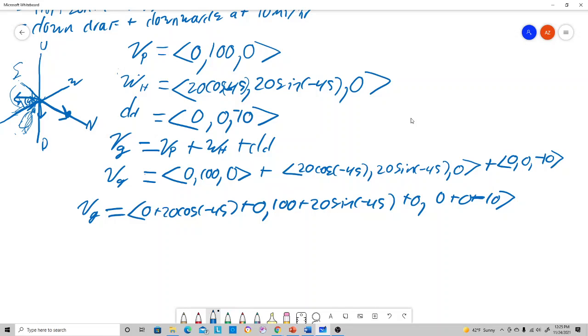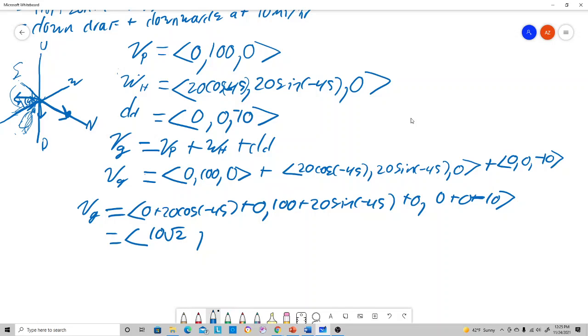So let's simplify it. Cosine negative 45 degrees, that's square root 2 over 2. And because this is square root 2 over 2, there's a 2 in the denominator, so we can simplify that 20 to a 10. So we have 10 times square root of 2, and then these zeros just go away. And then that's our x component.